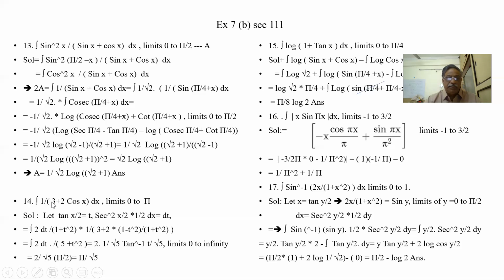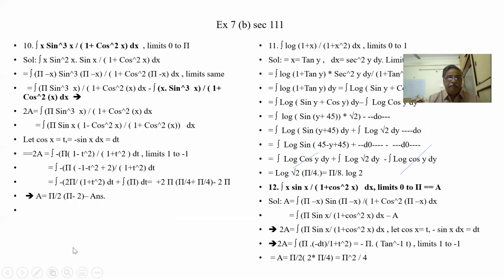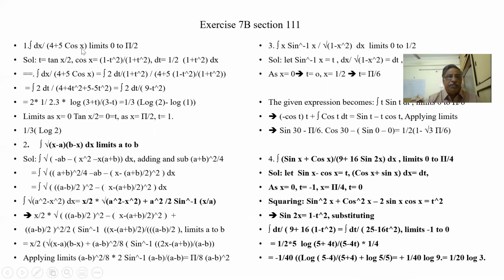See here, this is 3 plus 2 cos x. Here 3 is more, the cos x component is less. So totally we are getting 3 into 1 plus t square, so t square will be positive here. In the earlier problem, we saw dx by 4 plus 5 cos x. Here 4 is less, 5 is more. So this is coming into the a square minus t square form, because it will be 4 minus 5t square. So it is minus.